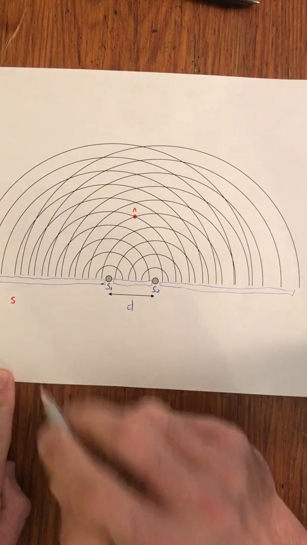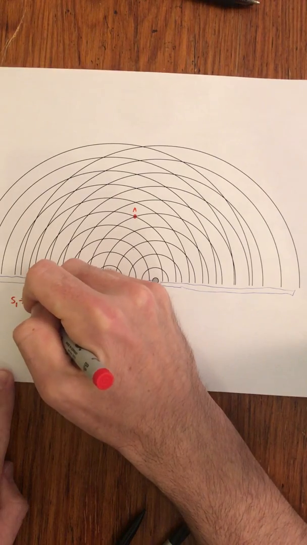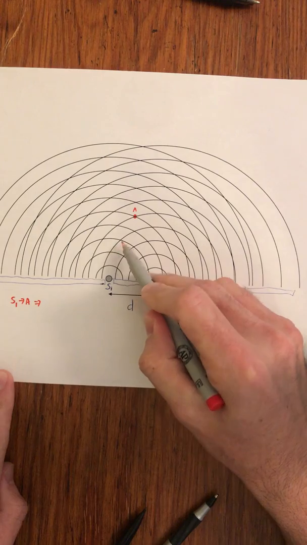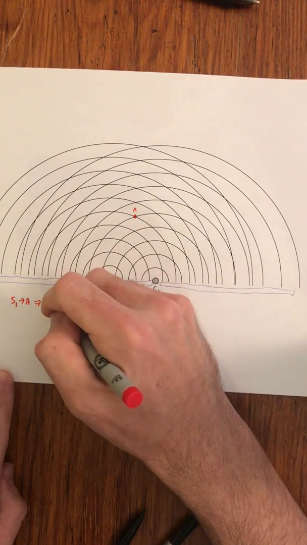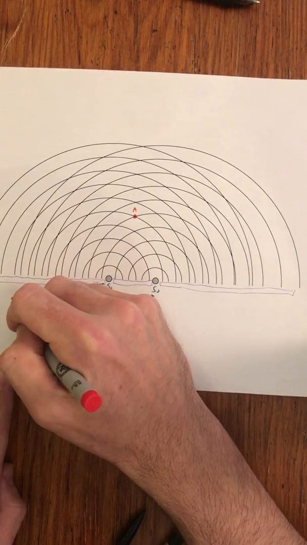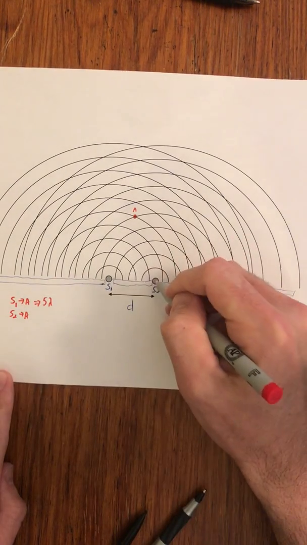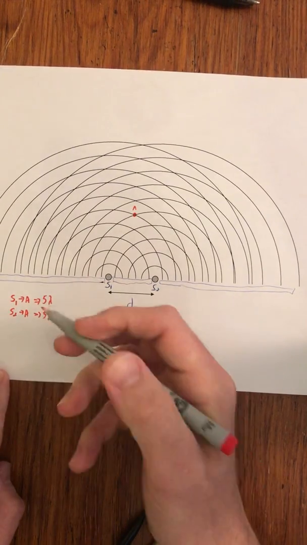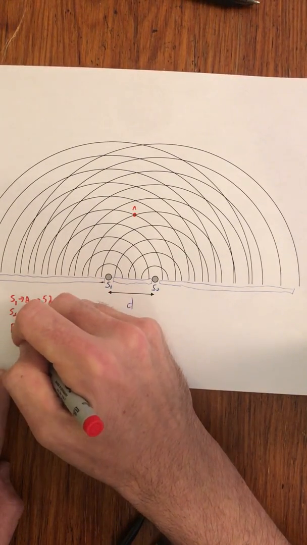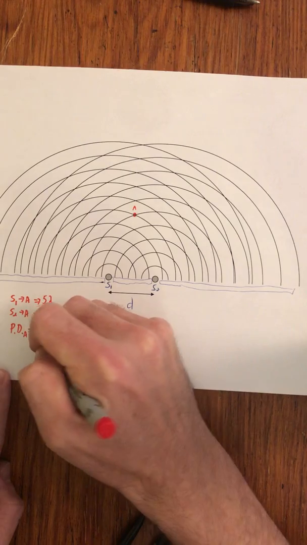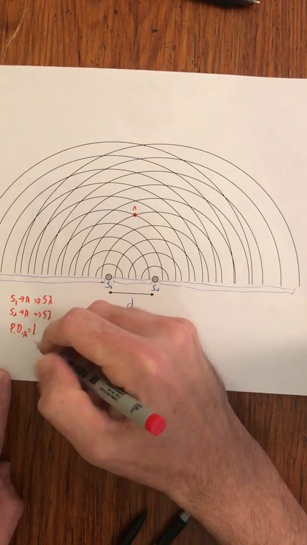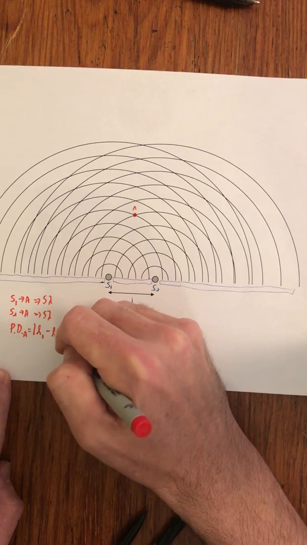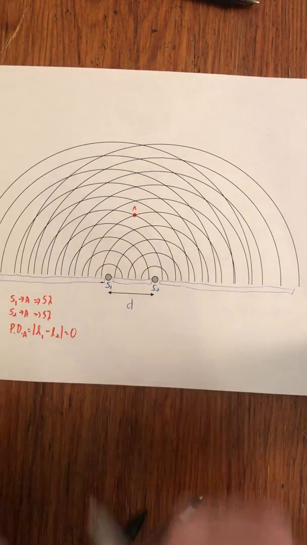So from source 1 to point A, how far is that? Well, 1 wavelength, 2 wavelengths, 3 wavelengths, 4 wavelengths, 5 wavelengths. From source 2 to point A, 1, 2, 3, 4, 5. This is what we were talking about before. And so I can then say the path difference to point A would be the absolute value of the length of path 1 minus the length of path 2, which in this case would give 0.